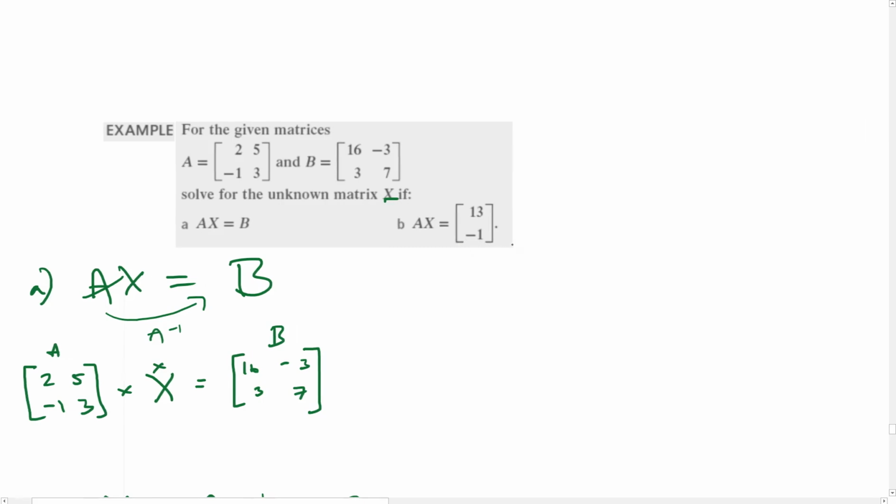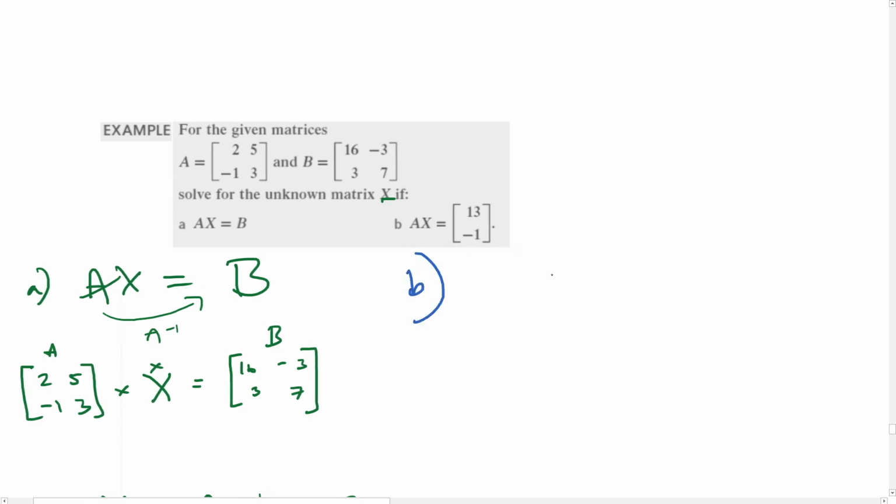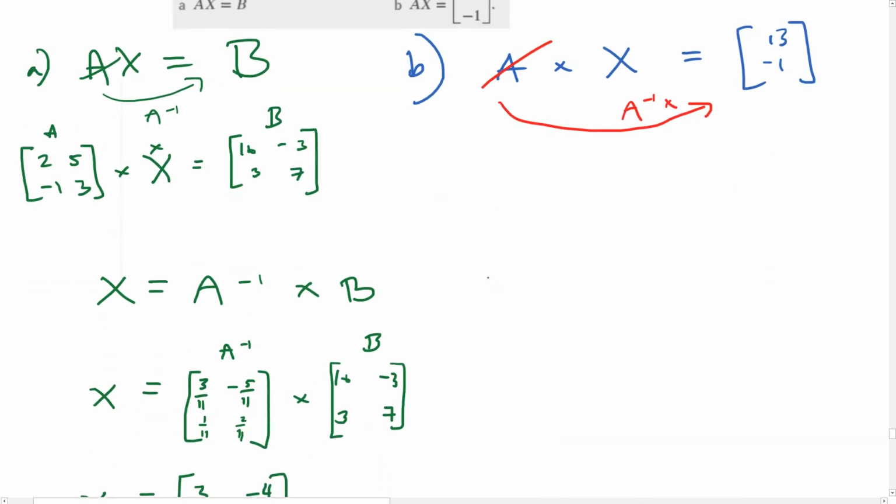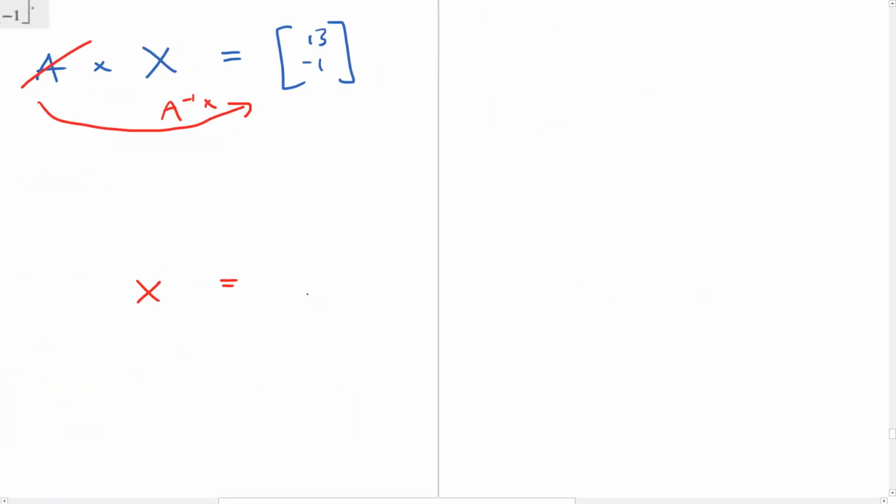All right, so let's write that here. So you've got AX. This is saying A times X equals this matrix, 13, 1. And if you want to isolate that X, get rid of the A, when you move that A to the other side, it becomes A inverse multiplied by that matrix. So you're left with this: X is equal to A inverse, whatever A inverse is, multiplied by 13, -1. Okay, so let's figure that out.